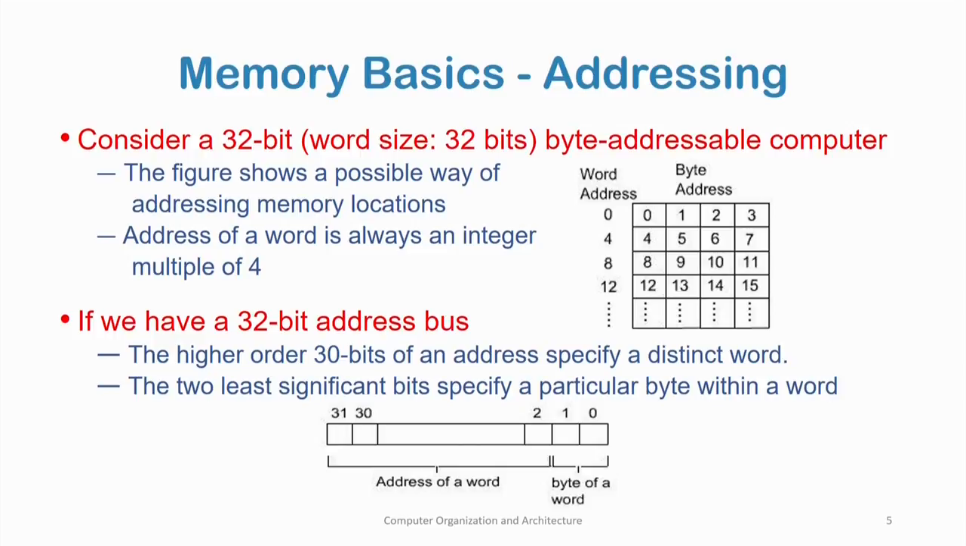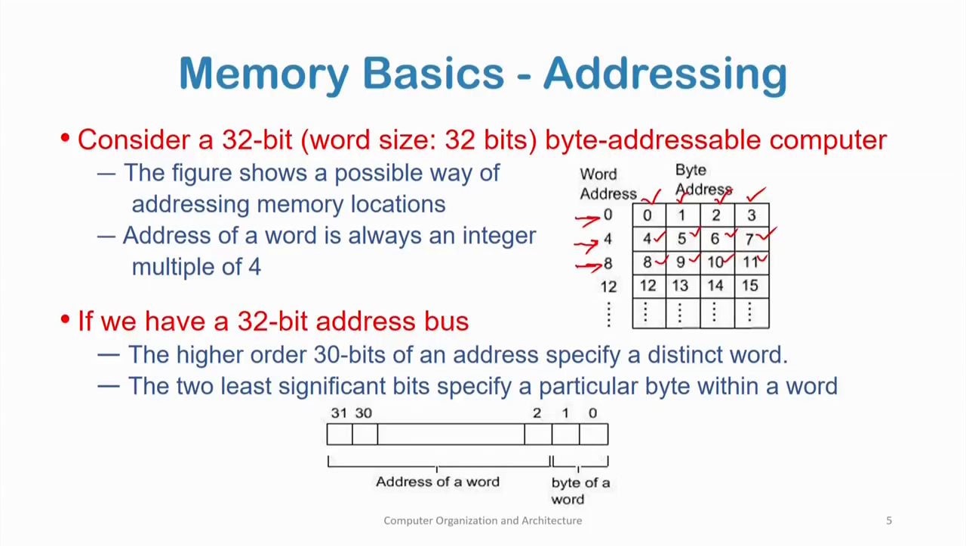Address of a word is always an integer multiple of 4. So, in this, the byte addresses for word 0 are 0, 1, 2, 3. For word number 1, the byte addresses are 4, 5, 6, 7. For word number 2, the byte addresses are 8, 9, 10, 11 and so on.